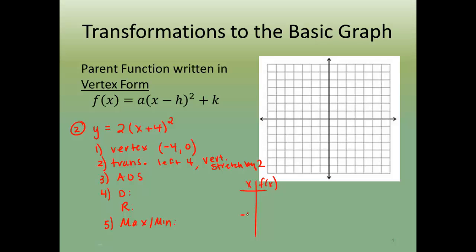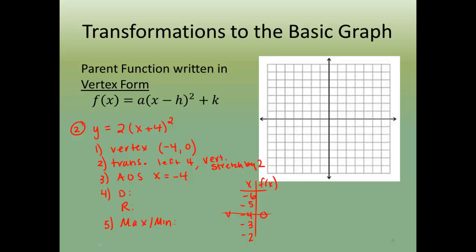I always put the vertex in the middle. It's a great visual representation so I can create the symmetry, which means that this is going to be my axis of symmetry at x equals -4. I'm going to choose two numbers that are greater than and two numbers that are less than my x value at the vertex. And I know that I will have symmetry over those values.